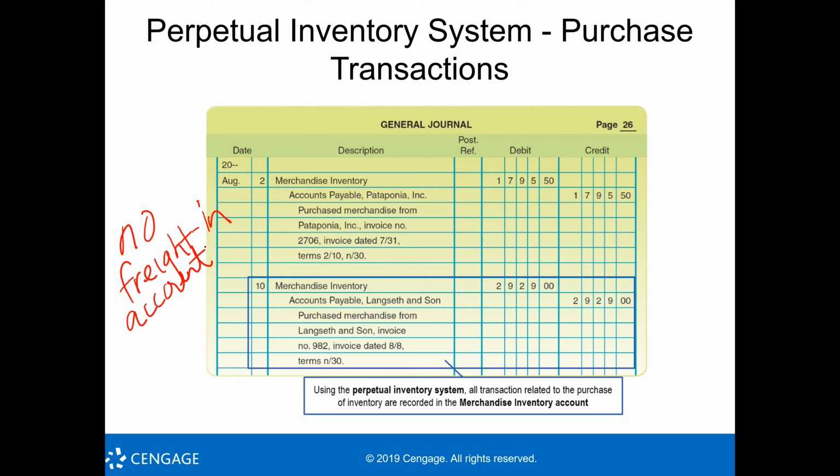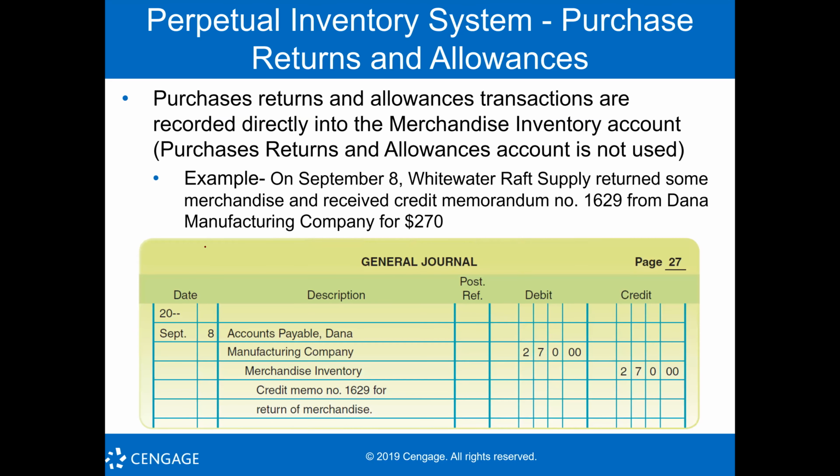Remember, periodic inventory, we use that freight in account. This one, we have no freight in account. We just charge it to inventory. Whatever the shipping costs are, they just get charged to the inventory amount.